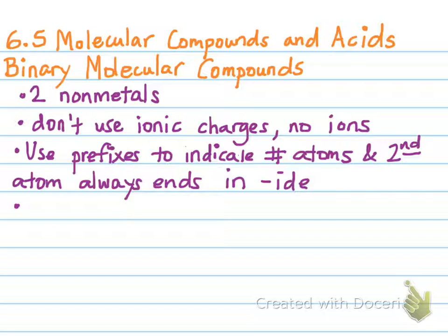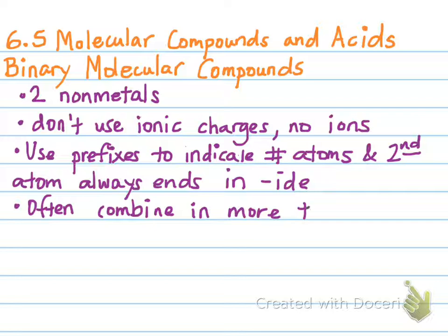Oftentimes, these nonmetals will combine in more than one way. So what I mean by that is, for example, hydrogen peroxide is hydrogen and oxygen, but peroxide is H2O2. Water is hydrogen and oxygen, that's H2O. So oftentimes you're going to see binary molecular compounds where there'll be several different types of compounds that are composed of the same two types of atoms. There'll be different ratios of those elements.